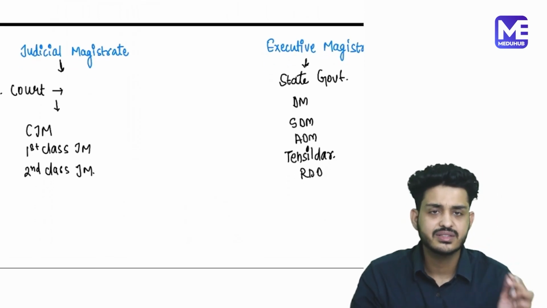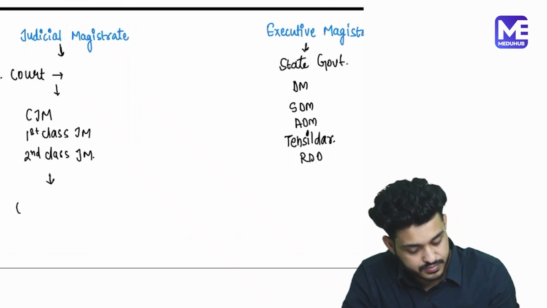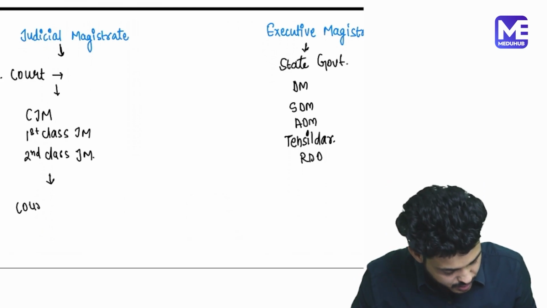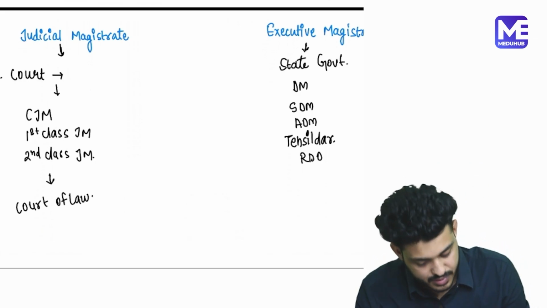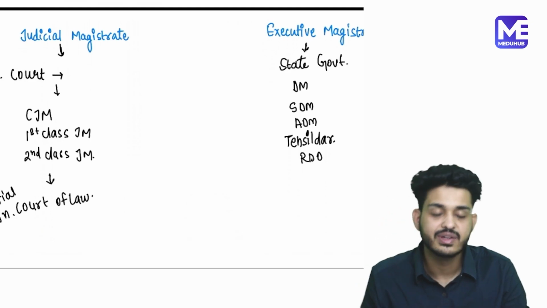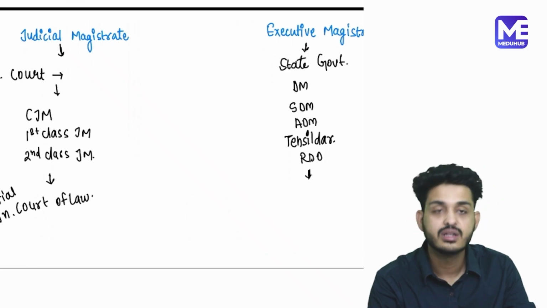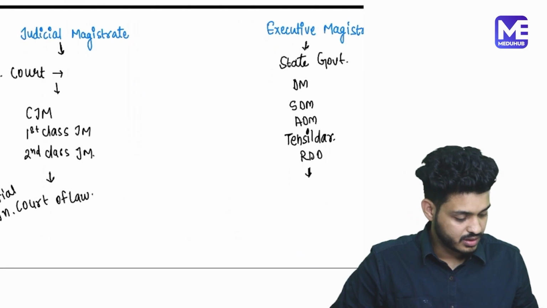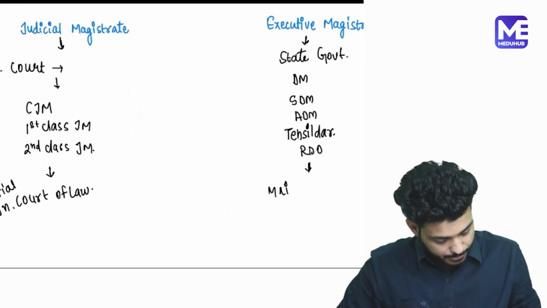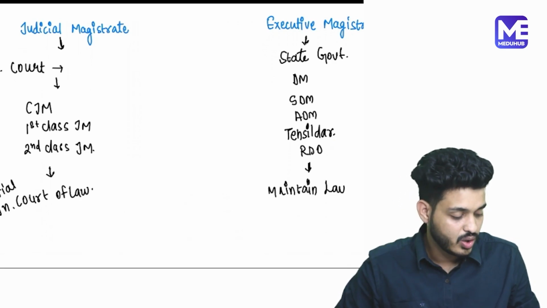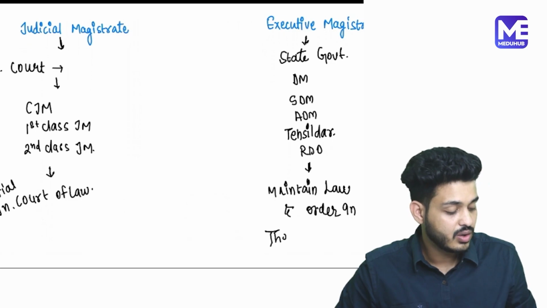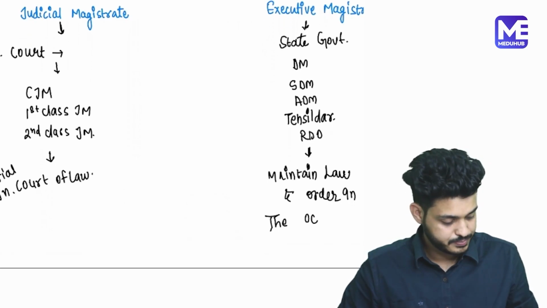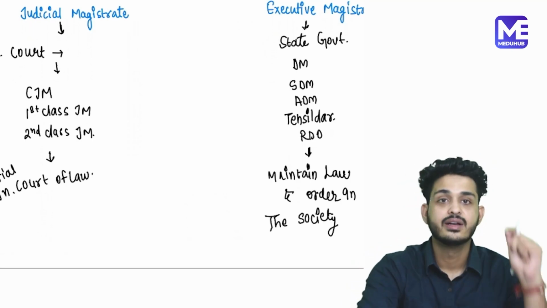What are the basic functions? The judicial magistrate will run the court. They will be a court of law, giving trial in court of law. But these other people, basically what do they do? They maintain law and order in the society. Okay, are we clear till here?